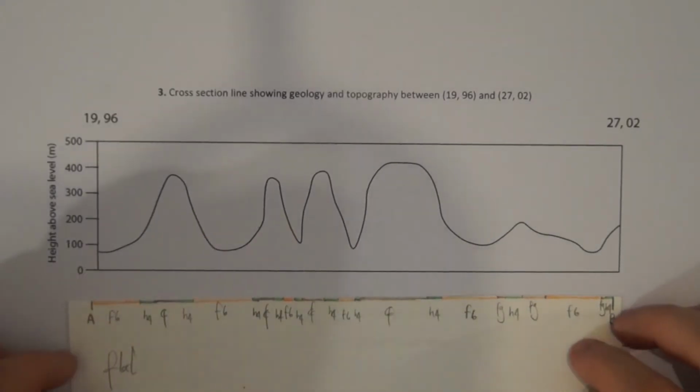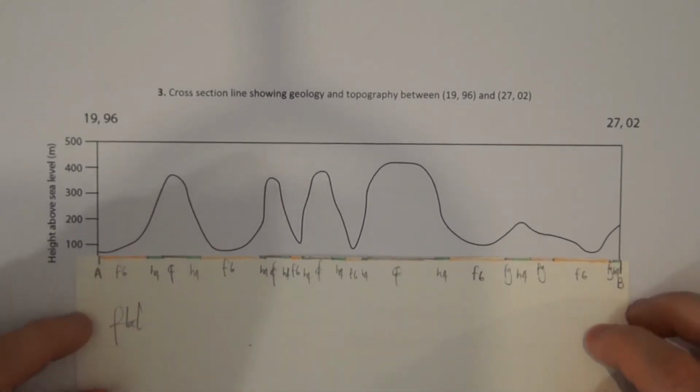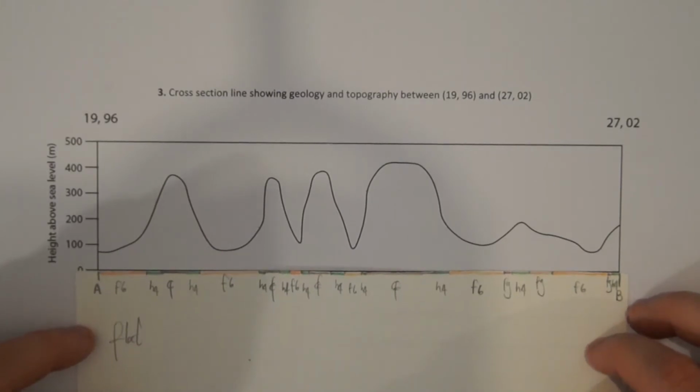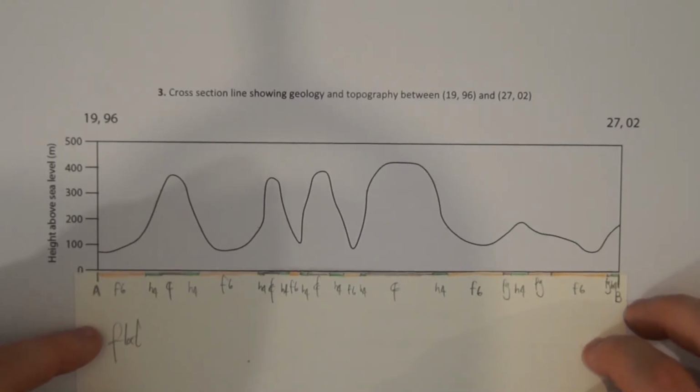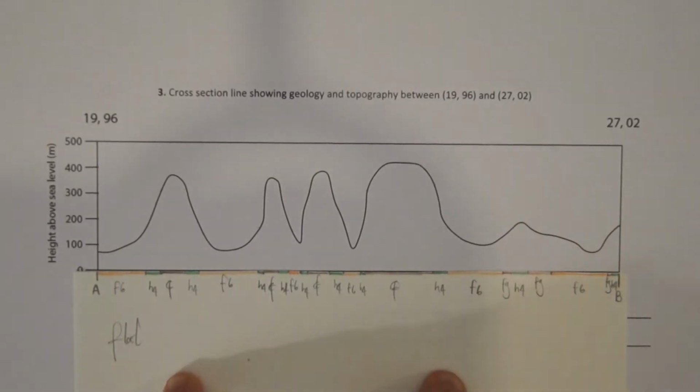Okay, so what I'm going to do then is line up the strip of paper that I have made between A and B, the 2 ends of the cross section. And then I'm going to mark on where these contacts would hit our hill profile. And the way that I'm going to do that is to just draw straight up to where that point along the section of each geological contact would hit the hill profile.